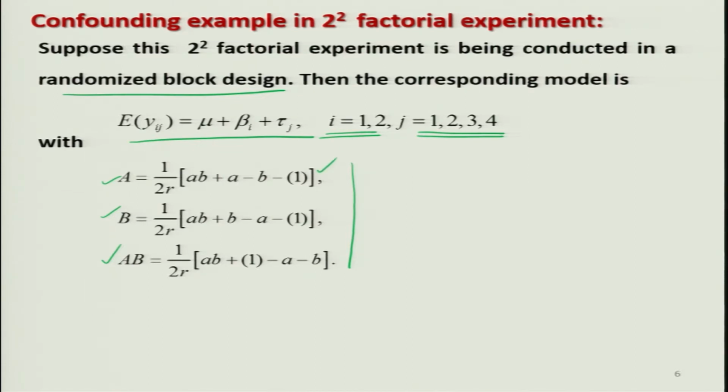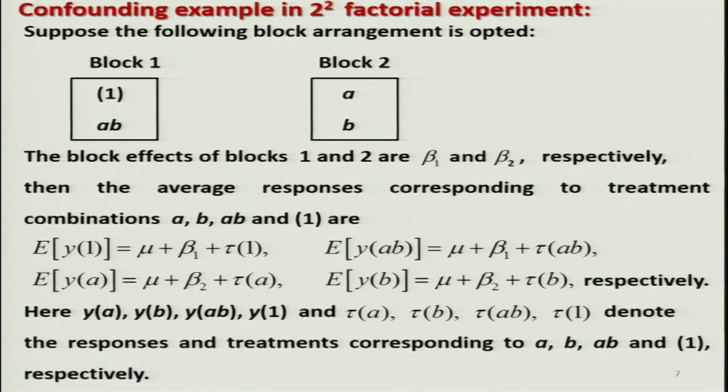So, this is how we can find out the main effect and interaction effect. Now, we have to choose out of these 4 treatment combinations 1, A, B and AB, two treatment combinations here, so that I can allocate them to each of the 2 blocks. Suppose out of these 4 I choose 1 and AB in block number 1, and the remaining 2, A and B, in block number 2.